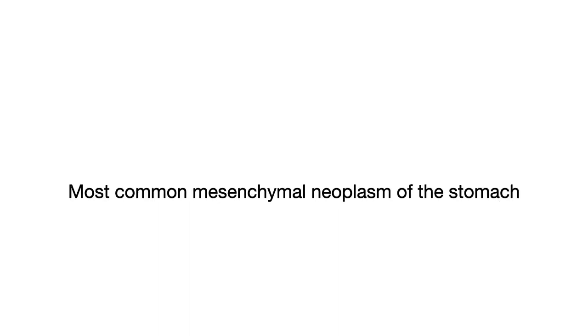What is the most common mesenchymal neoplasm of the stomach? The most common mesenchymal neoplasm of the stomach are GISTs, or gastrointestinal stromal tumors. Note that GISTs are particularly common in the stomach and the small intestine. You sometimes see them in the colon, but not to the same extent. When you have a spindle cell or mesenchymal neoplasm in the esophagus, the most common would be a leiomyoma.